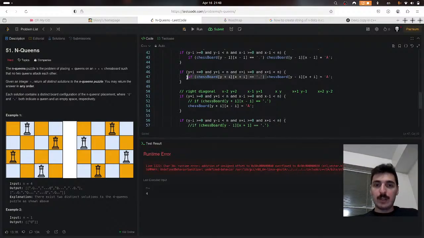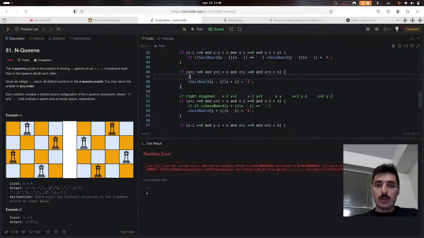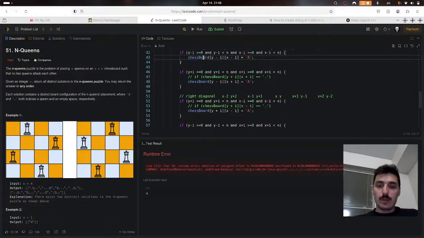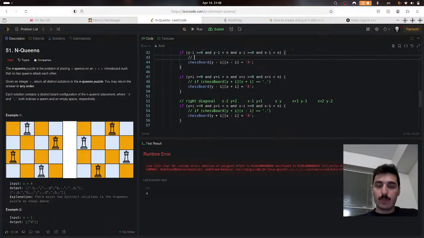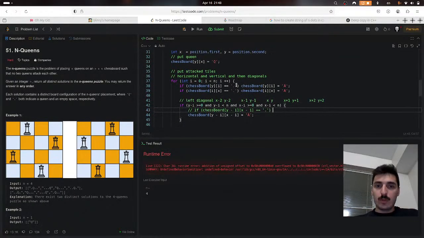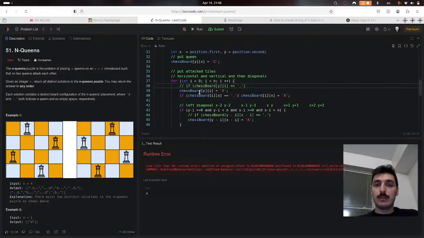For some reason, I don't want to get rid of it. If it's already attacked, who cares? I already have a snapshot, so yeah. One of those things might be causing it.